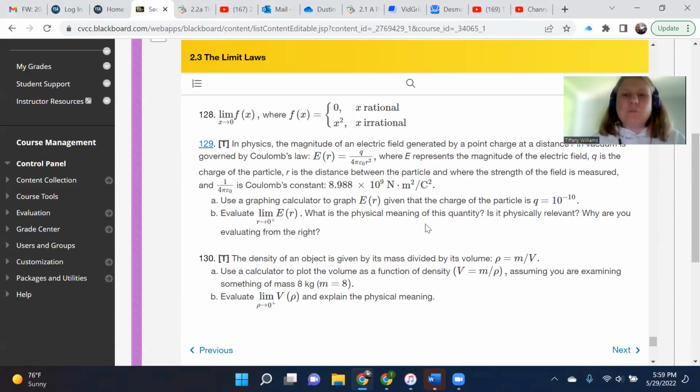So what's the physical meaning of this quantity? Is it physically relevant? Why are you evaluating from the right? So here's what happens. This is about an electric field, right? So the magnitude of the electric field as you approach the particle Q becomes infinite. And we're evaluating from the right because it doesn't make sense for a distance to be negative. So when you're talking about real life stuff, distances aren't negative. We do it in math because we can. Sometimes physics will do weird things with negatives, but typically we're looking at things that are positive when it comes to distance.